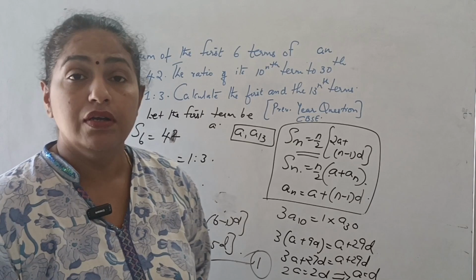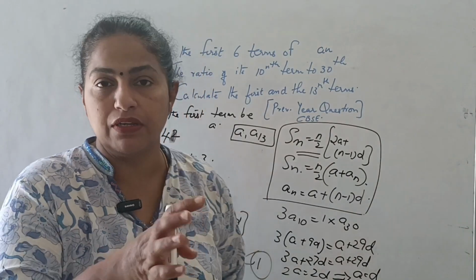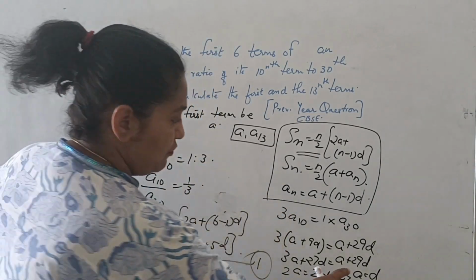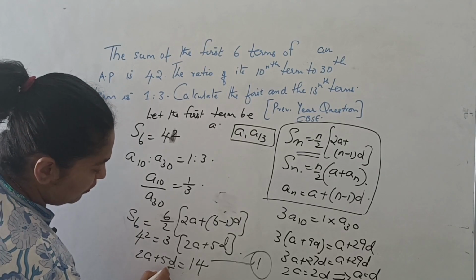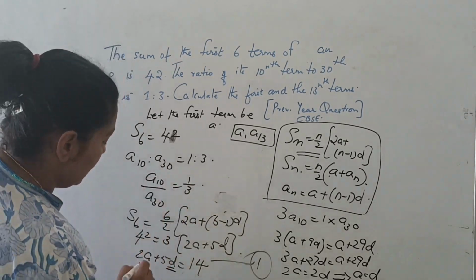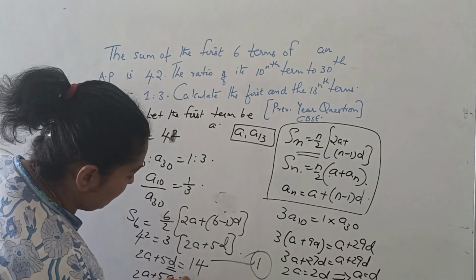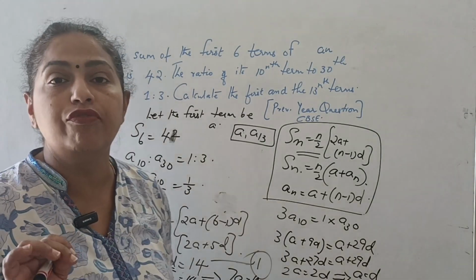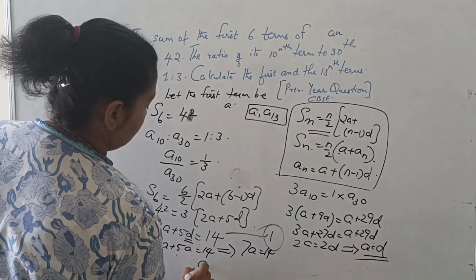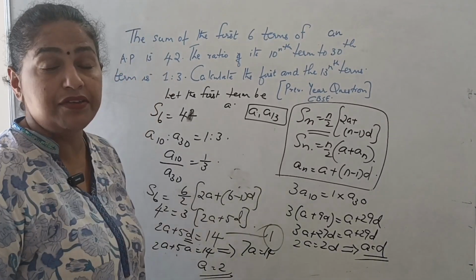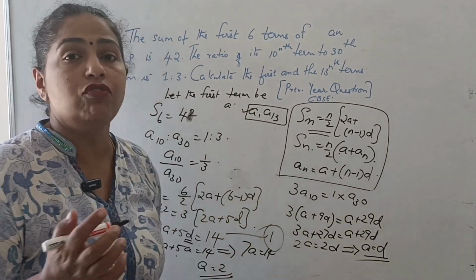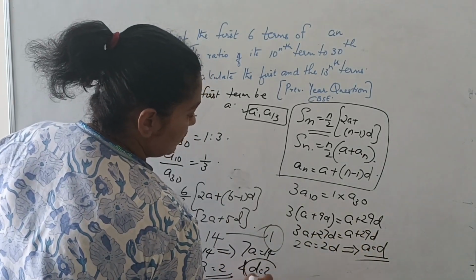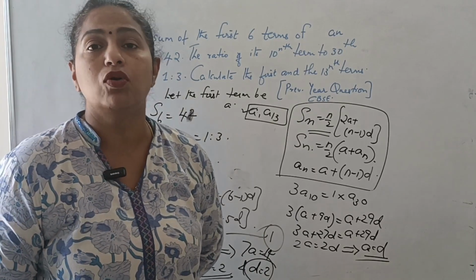Now, in this particular question, we are getting a is equal to d. Now I can apply this information in this formula. Instead of d, I am going to apply a. So I will get 2a plus 5a is equal to 14, giving me 7a is equal to 14, or the value of a is equal to 2. Right? Now the first part is over. I have gotten the value of a. What is the value of d? a is equal to d, so d is also equal to 2. I got the value of a and d both as equal to 2.